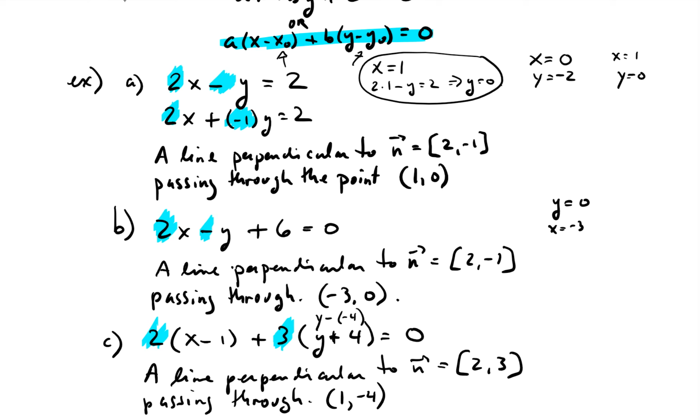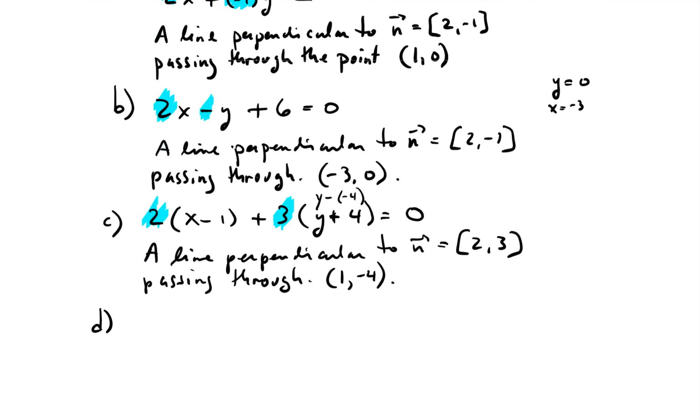And you can check, if you replace x by 1 and y by minus 4 in the equation, you're going to get 0 plus 0. So both terms will be 0, so of course the equation is going to be satisfied. So this form gives you automatically the coordinates of the normal vector n and a point. That's why this last equation for the line is called the point normal equation, because if you have a point and a normal vector, you can immediately write down the equation of the line.